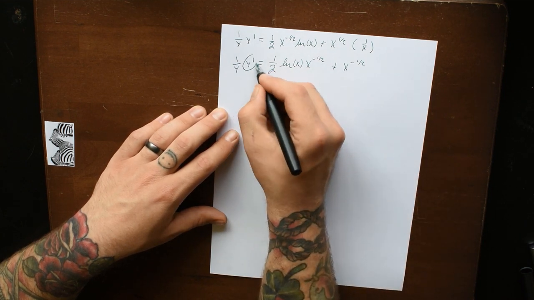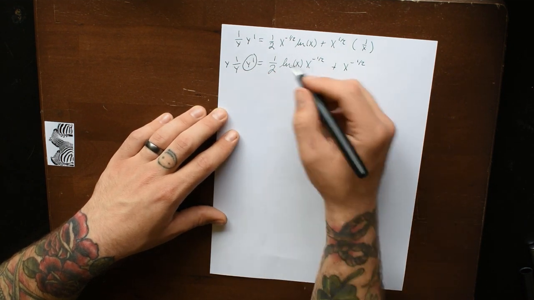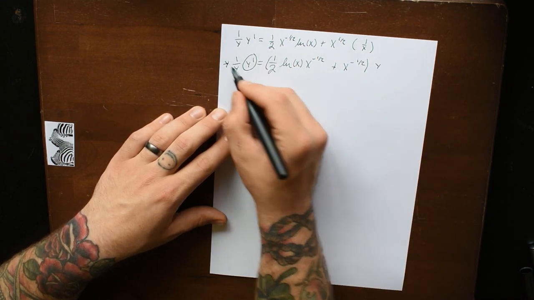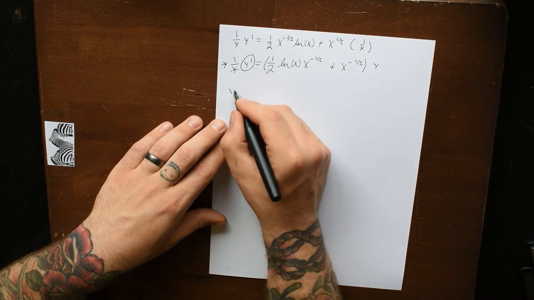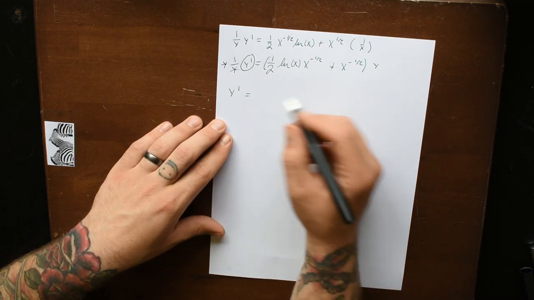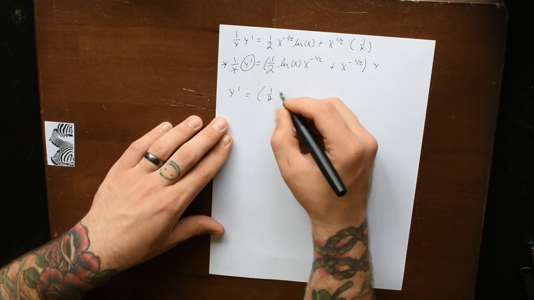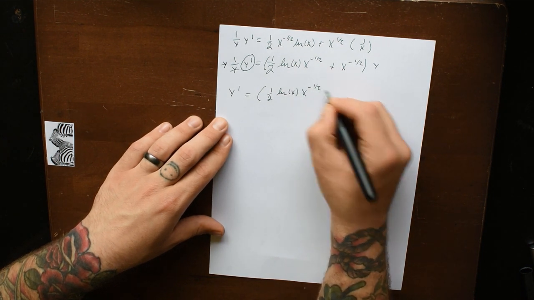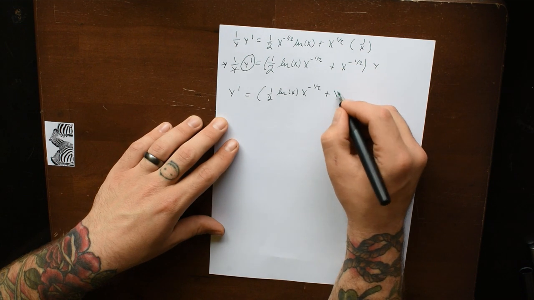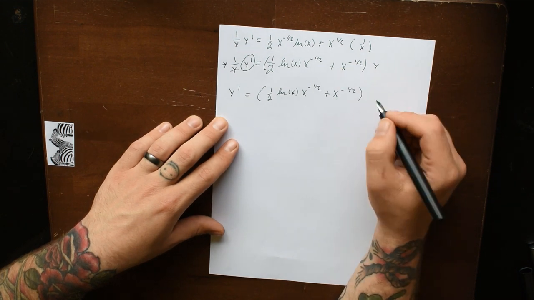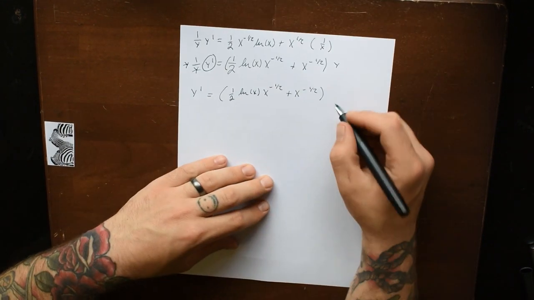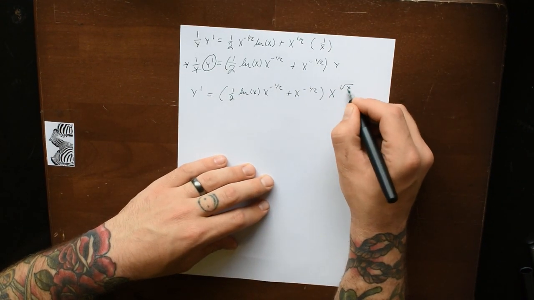Now we want to solve for y prime. We want to get it all by itself. We need to multiply both sides of this equation by y. You need those parentheses. These y's will cancel. We're left with y prime being equal to 1/2 of the natural log of x, x to the negative 1/2, plus x to the negative 1/2, times y, which for this problem was x to the square root of x.